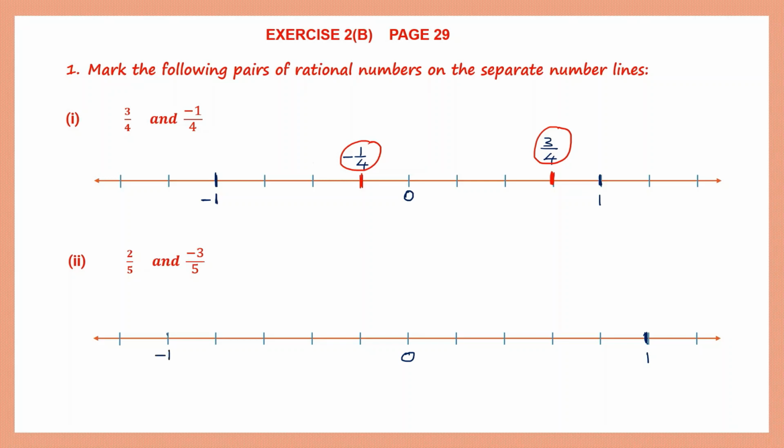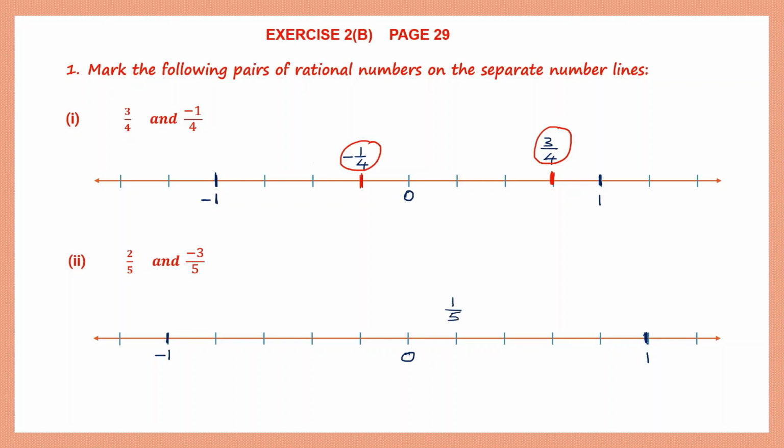Now let's go back to the question and see what we are asked to mark. We've been asked to mark 2 by 5, isn't it? 2 by 5. Remember, these are all 5 parts. From 0 to 1, we have 5 parts, and 0 to minus 1, we have 5 parts. So each part is a fraction.